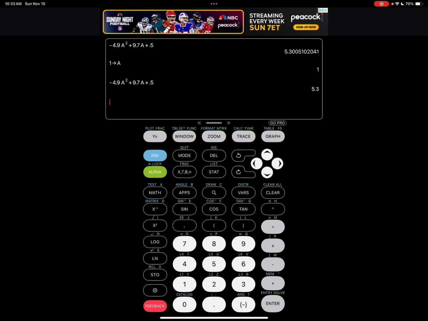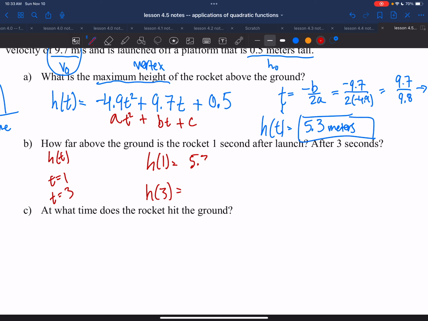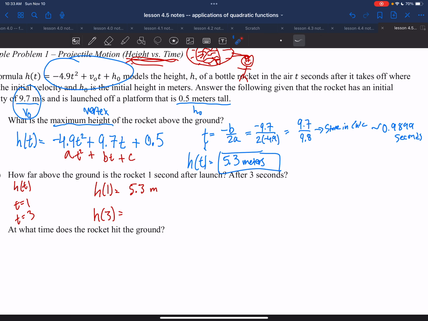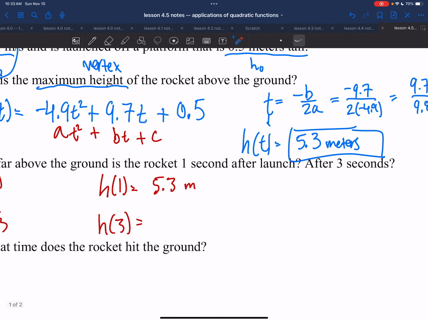So I stored 1 for a, and then I just copy-pasted the same equation, and that replaces the a value with 1 because that's what I'm evaluating it at. And I get exactly 5.3, right? So I get 5.3 meters. Remember that the previous answer was also 5.3, but it was technically 5.3005 something, right? And this makes sense because 0.9899 seconds, that's basically 1 second, isn't it? We pretty much already found this if you kind of round it a little bit there. Okay, so that's where it is 1 second after launch.